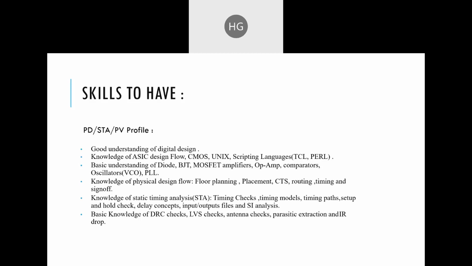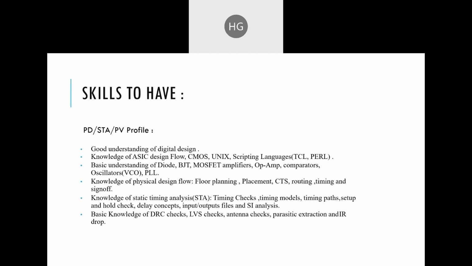So you need to analyze the question and then give the answer. What is the interviewer asking, right? Then you should have knowledge of STA topics: timing checks, timing models, timing paths, different types of paths, setup and hold checks, delay concepts. And basic knowledge of DRC, design rule check, which is basically for physical verification. LVS check, antenna checks, parasitics and IR drops.